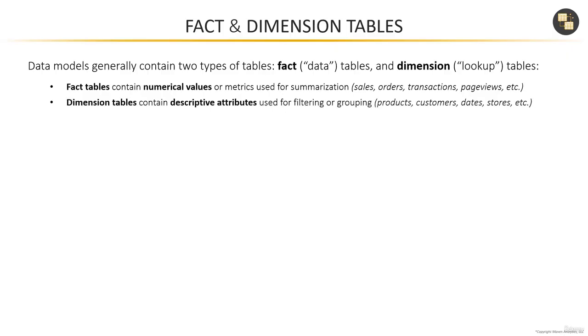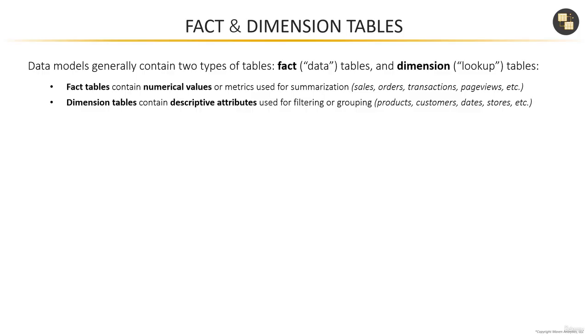On the other hand, dimension tables contain descriptive, typically text-based attributes that you use for filtering or grouping those values. So you might want to break down your sales or your orders by product, by customer, by day, by store, and so on and so forth. And dimension tables are what allow you to do that.